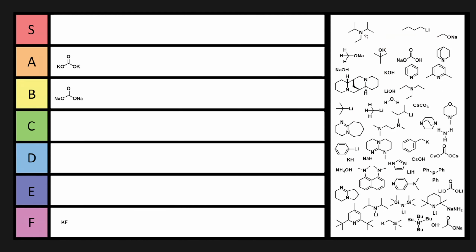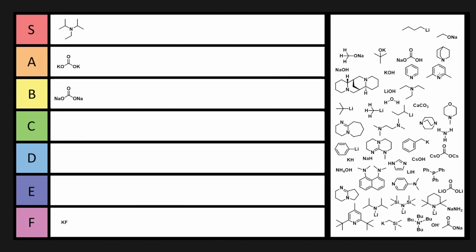Diisopropylethylamine, also known as Hunig's base, is quite a common base in organic chemistry. It's nice and volatile. It's got a relatively low boiling point, so you can rotovap it off fairly easily. But it's also not too nucleophilic because those isopropyl groups prevent it from being able to be too good of a nucleophile. So this is a good base, it's commercially available, very ubiquitous. Hunig's base is going to go into S tier.